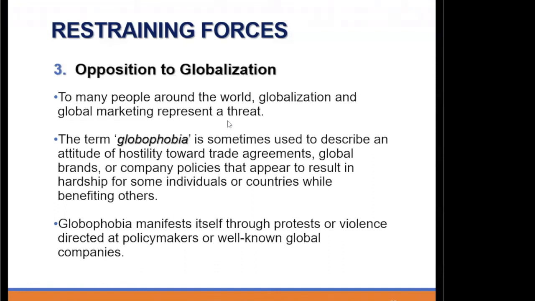We can also talk about opposition to globalization. There are still a lot of people around the world who are very much opposed to the concept of global marketing and think of it as a threat. Because to a lot of people, they do not see the potential of global marketing of expanding economies and providing jobs and improving livelihoods. They see it as their hitherto closed and protected economies and countries being opened up and exposed to all the dangers of the developed world.